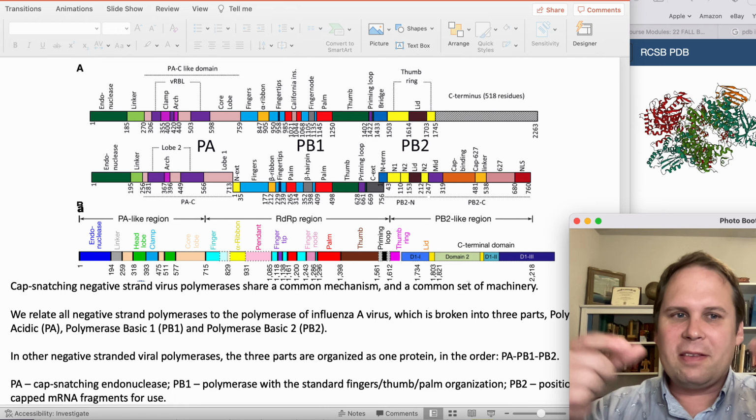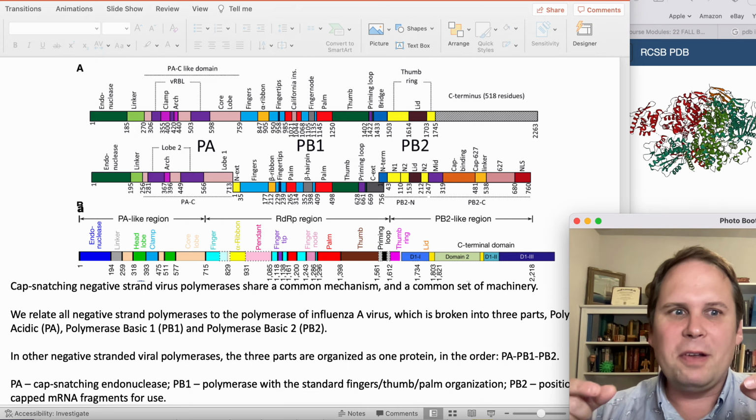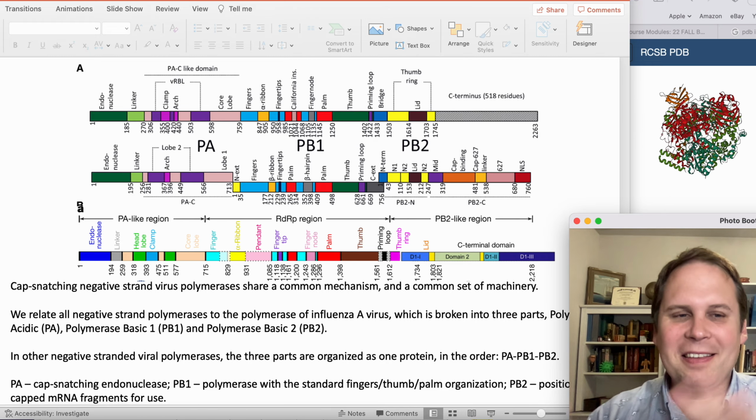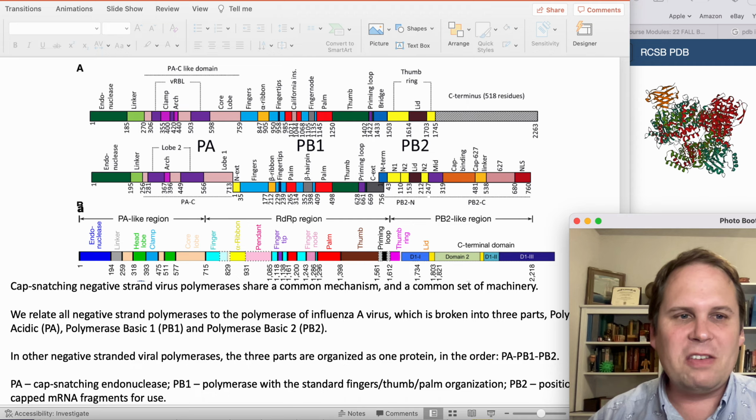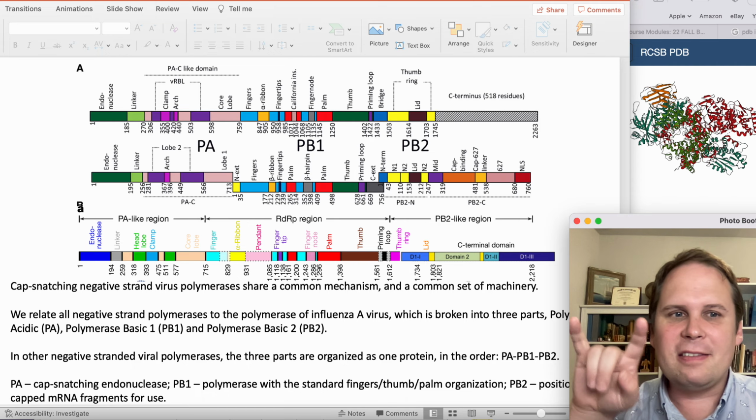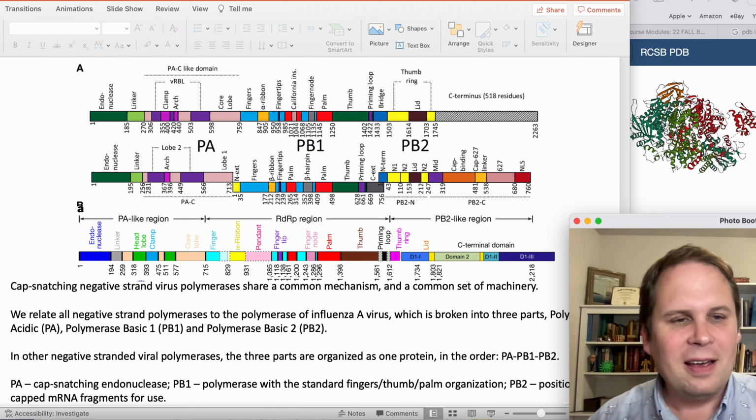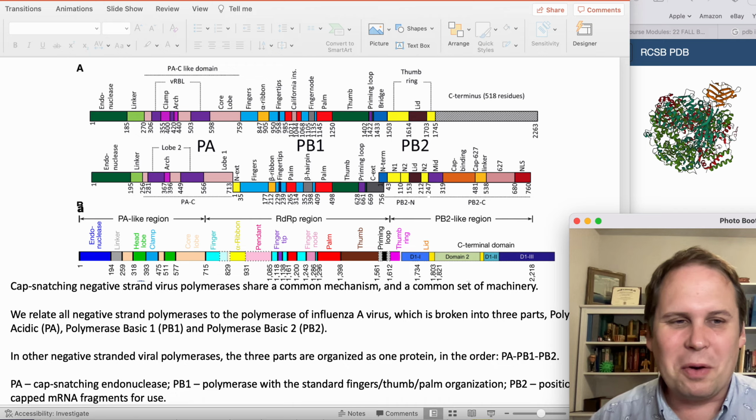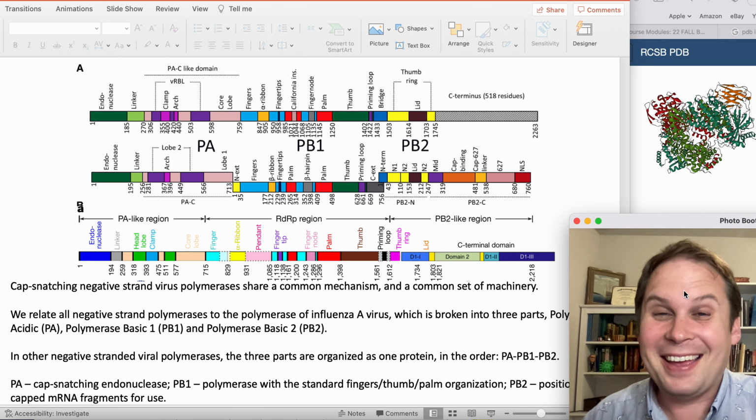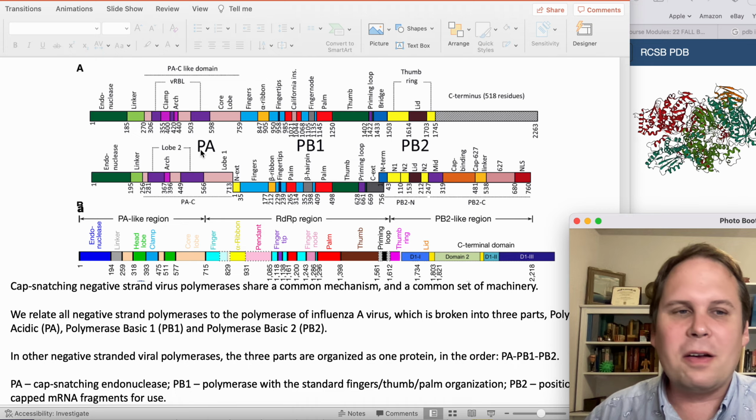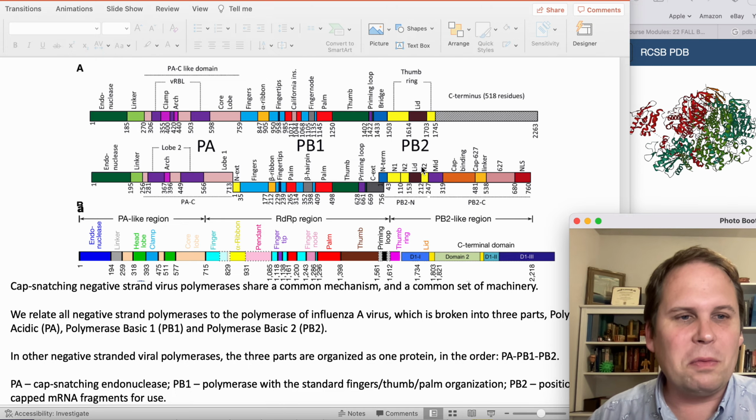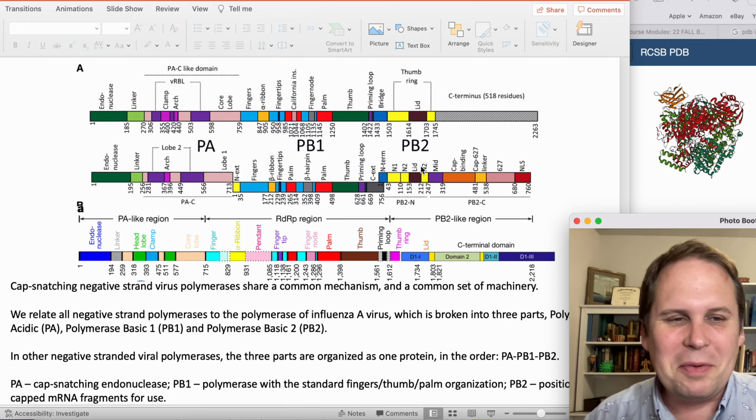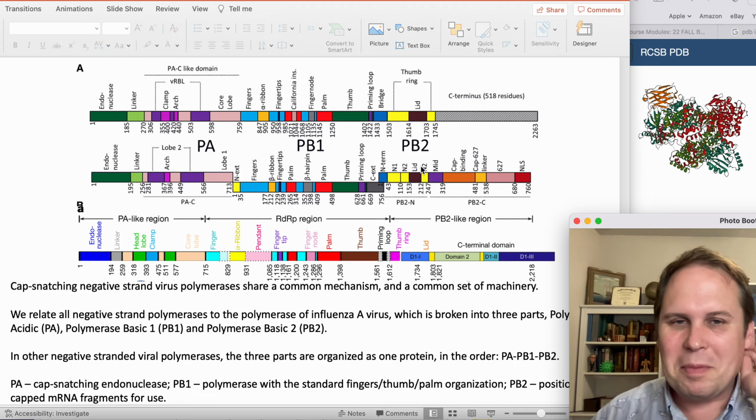So, normally there's an L protein, but in this one case, the flu viruses, influenza A, influenza B, influenza C, Thogoto virus, things like that, it is broken into 3 chunks. And those 3 chunks align exactly to the 3 parts of the L protein in some of the other viruses. So it's just like a shattered version of a normal polymerase, which is pretty cool, right? Yeah. So our 3 parts here are called PA, PB1, and PB2, and they occur in that order on various L polymerases, so that's a good order to remember them in.